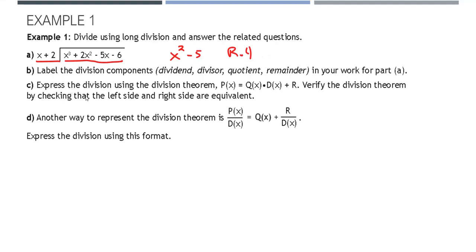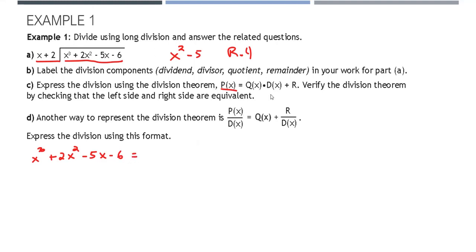Okay, next, C: express the division using the division theorem. So P of x equals Q of x times D of x plus R. Then verify using left side equals right side. P of x is our original polynomial, which is our dividend in this case, so we have x cubed plus 2x squared minus 5x minus 6. So that is our P of x.